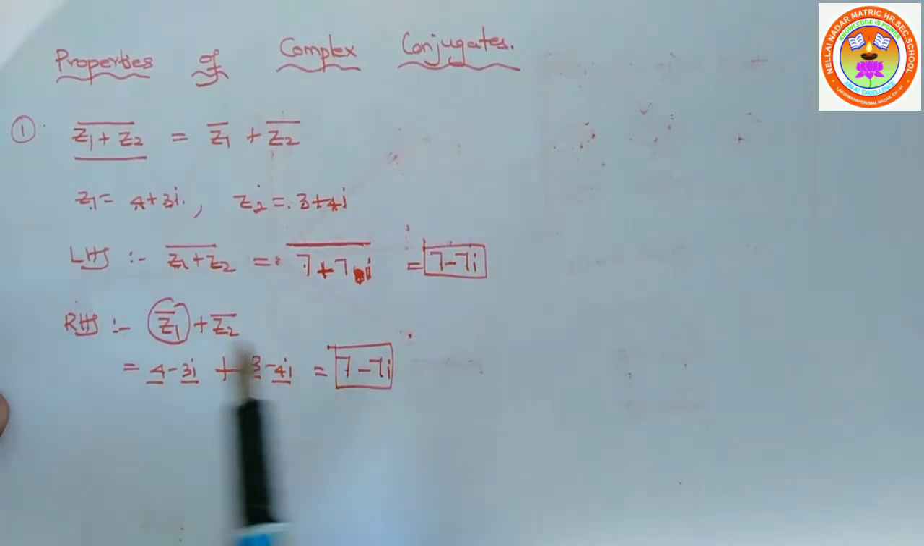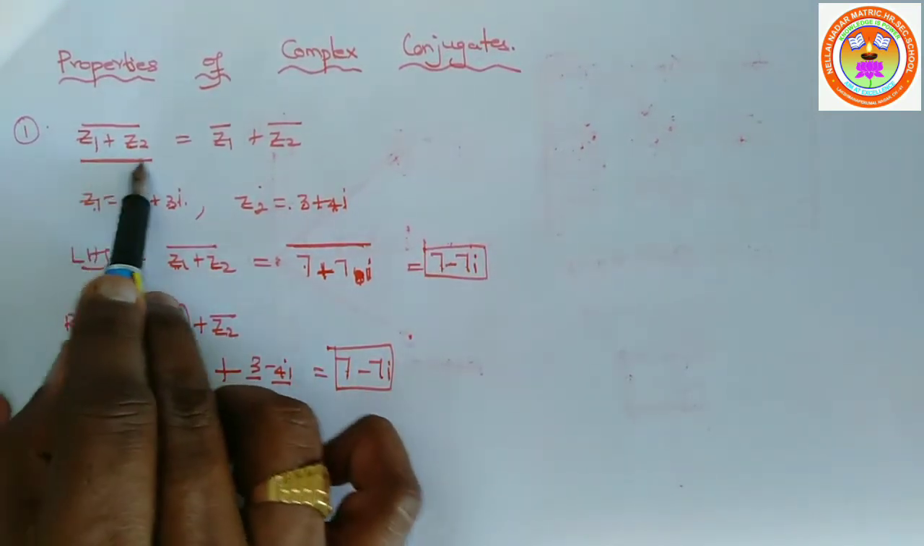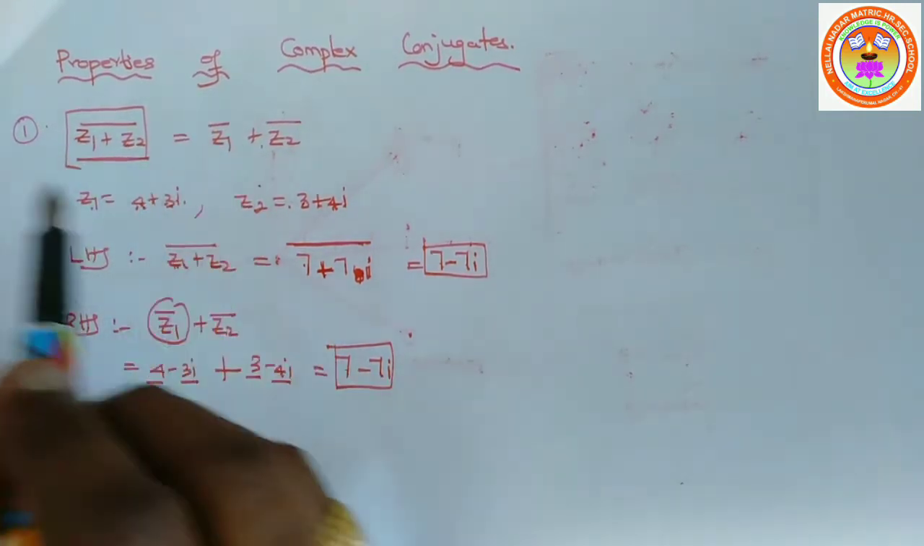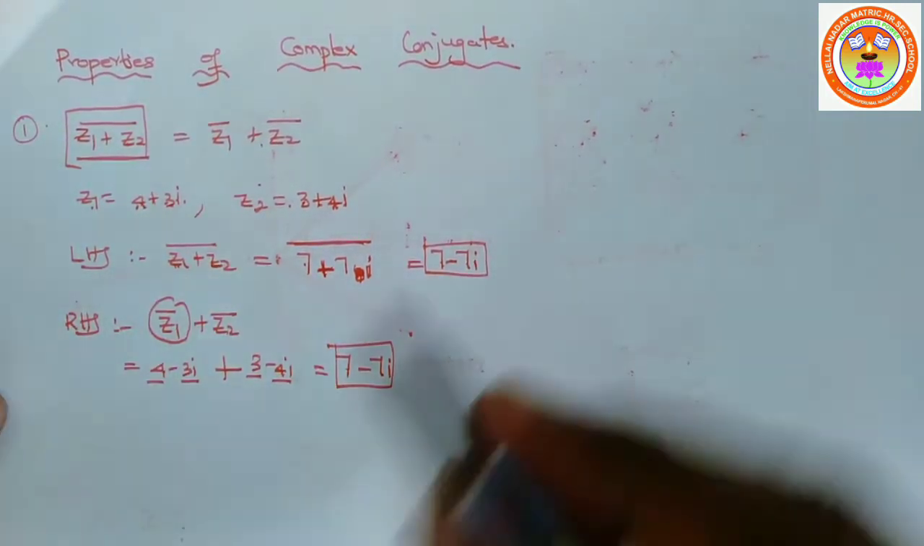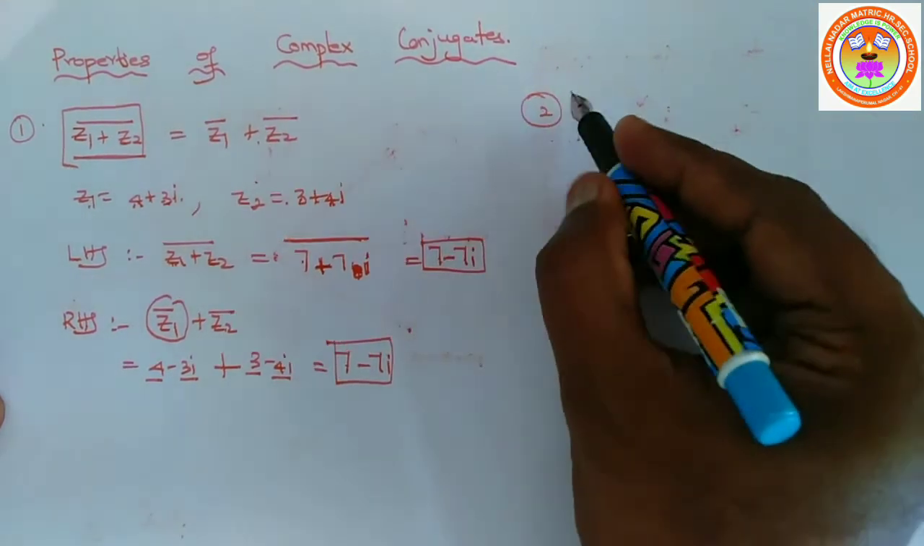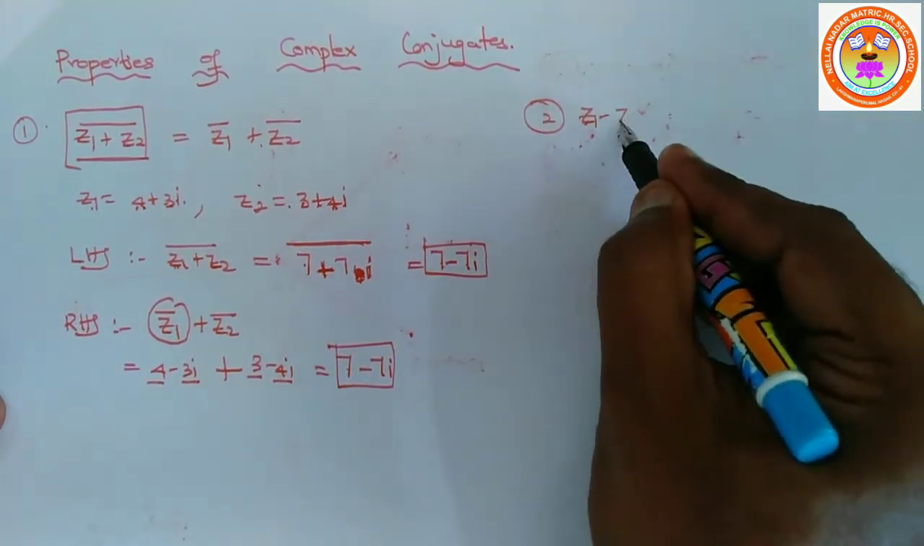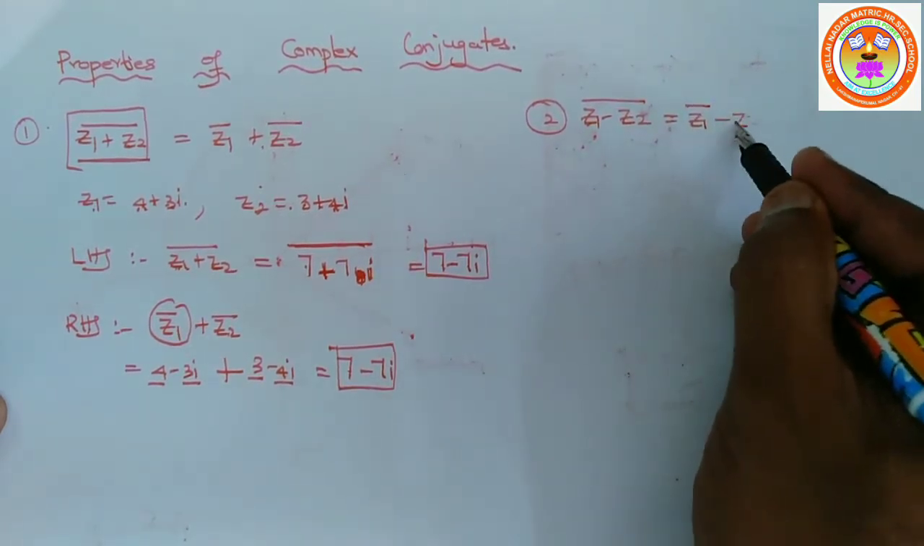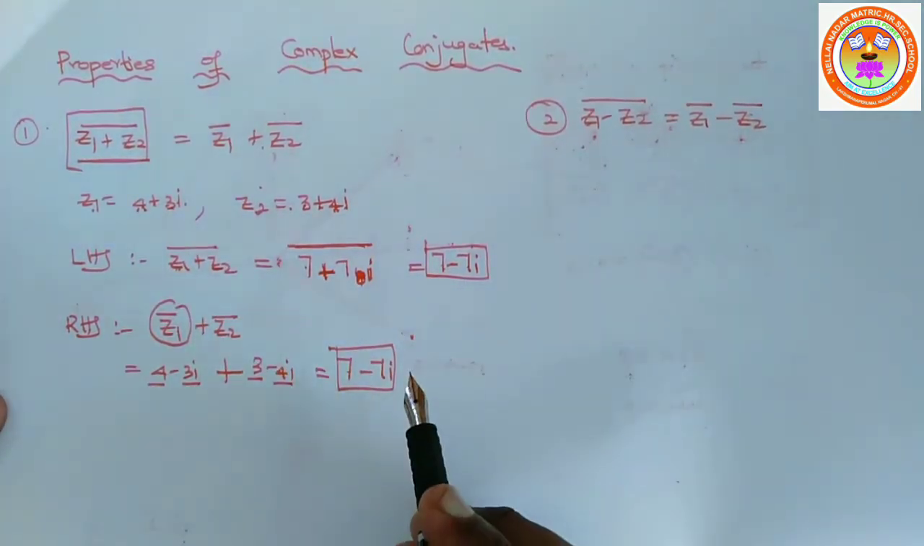So you can write z1 plus z2, the whole bar, and I can separate it as z1 bar plus z2 bar. This is the first property. What is the second property? The second property is z1 minus z2, the whole bar, we can write as z1 bar minus z2 bar. This is in subtraction.